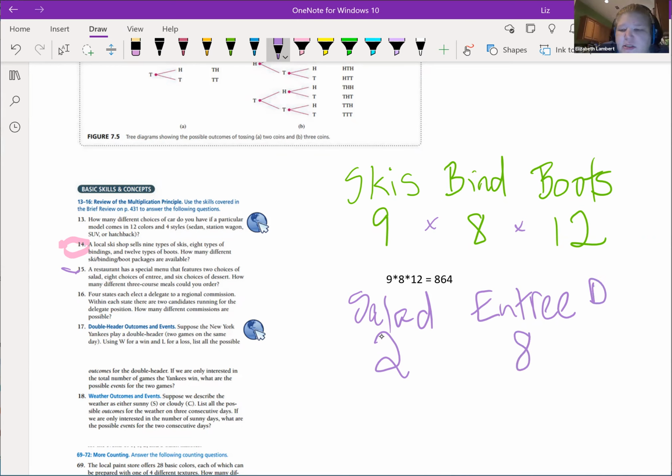And then desserts, the most important part of the meal. So eat your salad, get your entree boxed up, sneak 1 bite of it, and then eat your dessert. That's how to keep your calories down. So 2 times 8 times 6. This one I can do. That's 48, and twice 48 is 96. So there's 96 different choices.